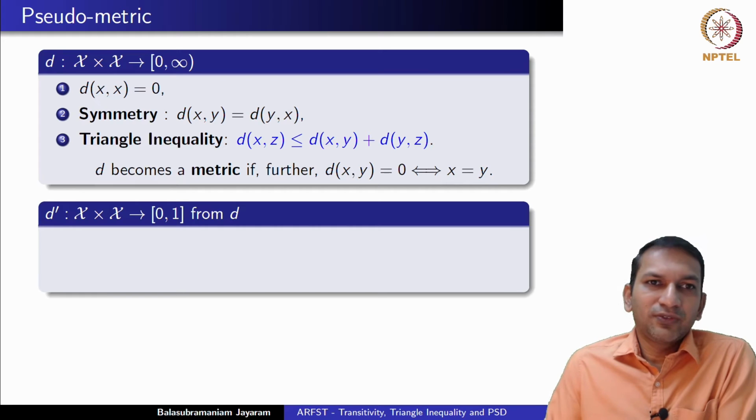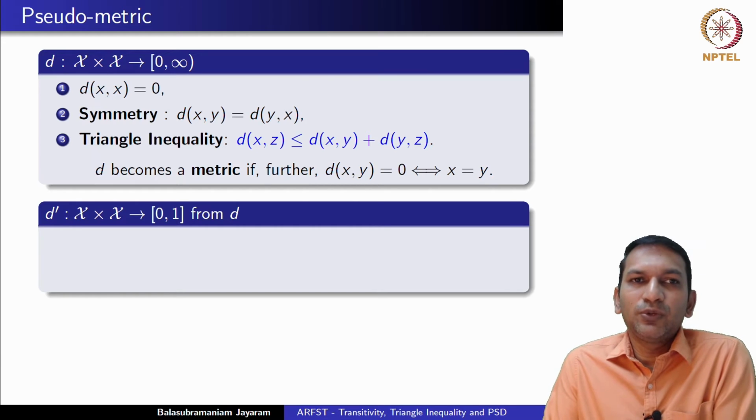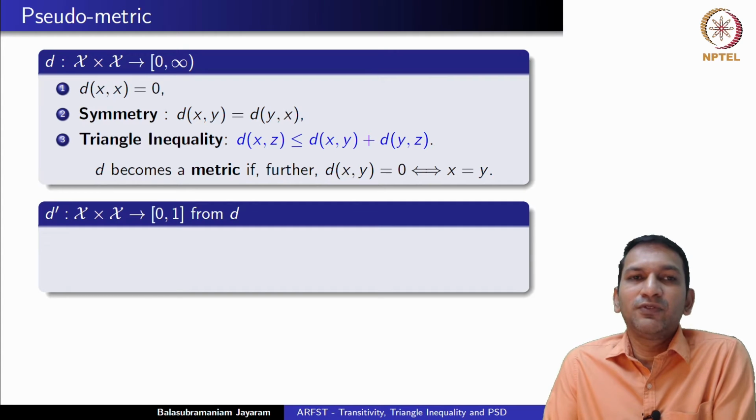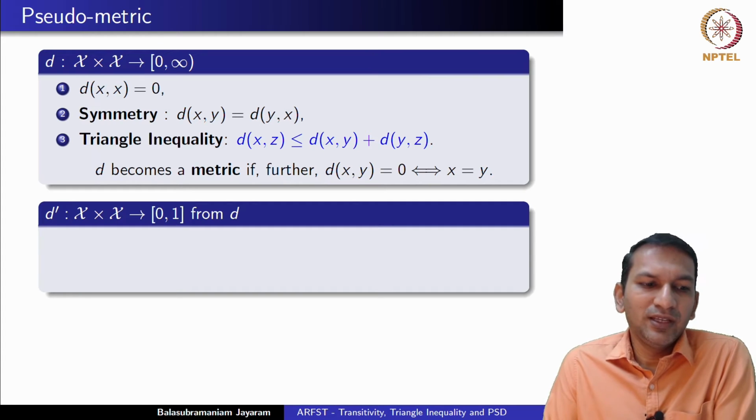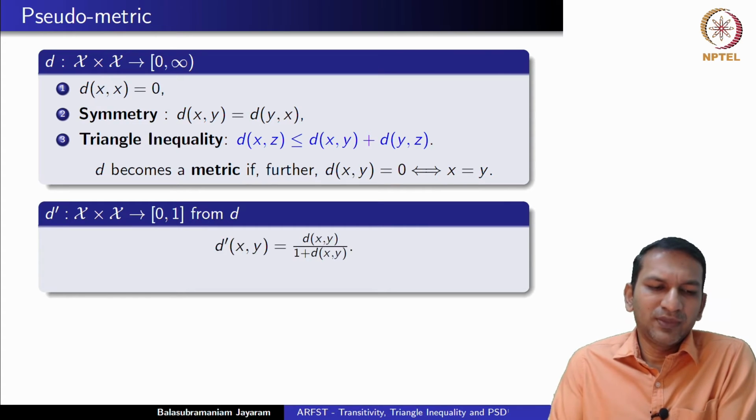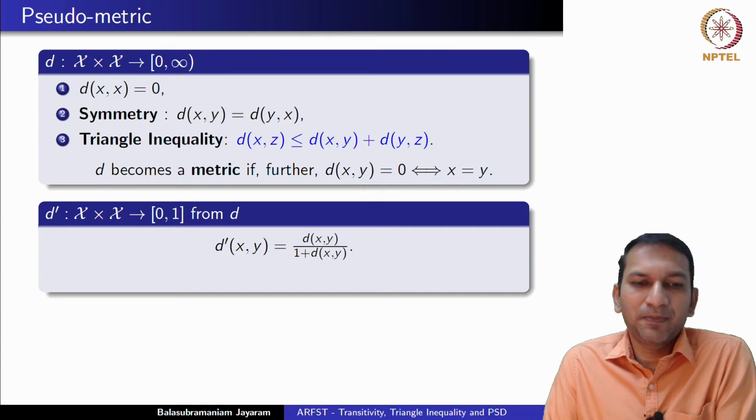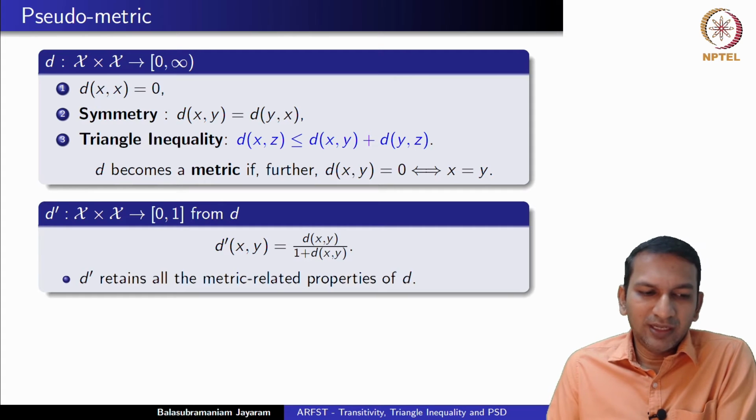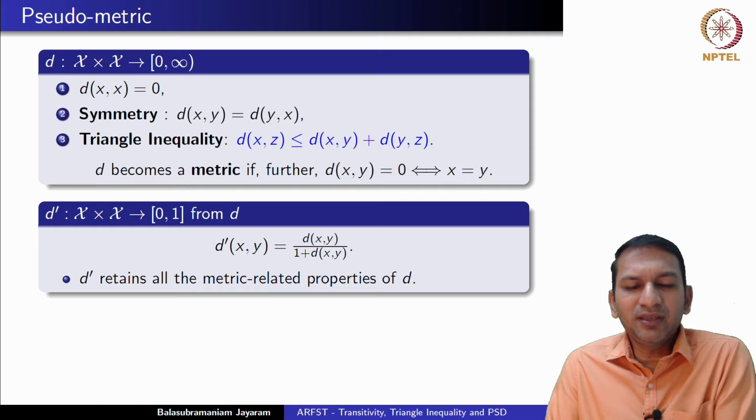Just like in the case of f generators or g generators, where we could find their normed generators, that means normalize them, in the case when f of 0 is finite or g of 1 is finite, we could do a similar thing here too. Take this pseudo-metric or metric d, and we could obtain a normalized version of it, which we denote here by d dash as follows. Simply d dash is d by 1 plus d. Clearly, you can see that d dash of xx is 0, d dash is symmetric, and in fact it can be shown that d dash retains all the metric related properties of d.